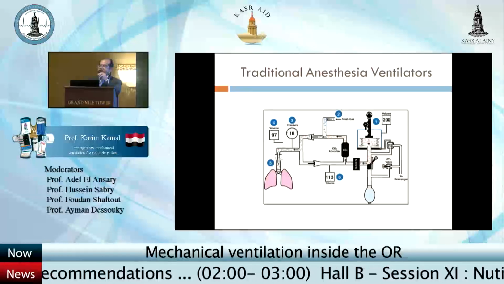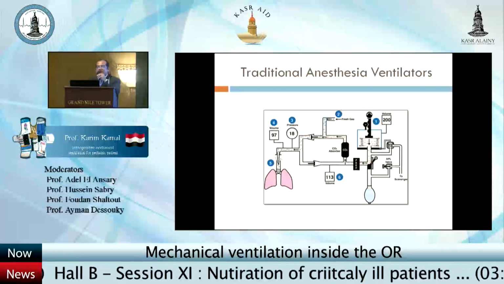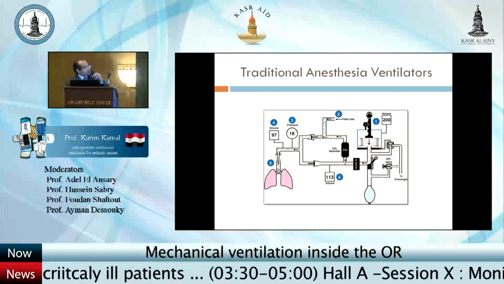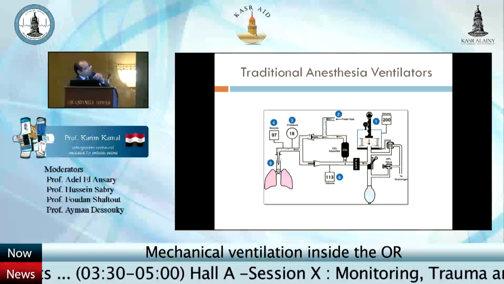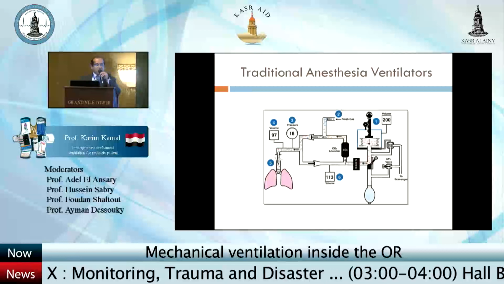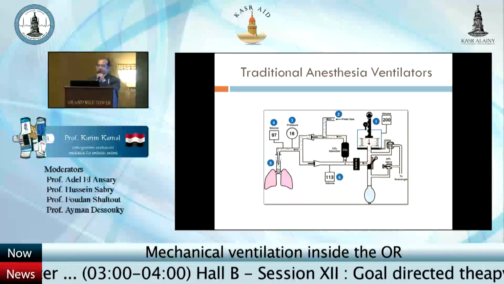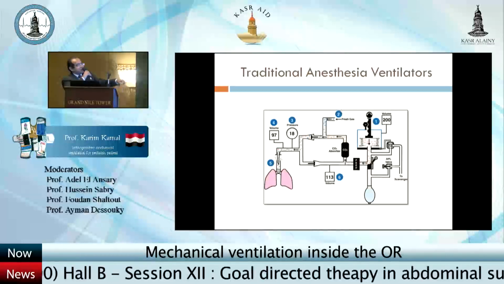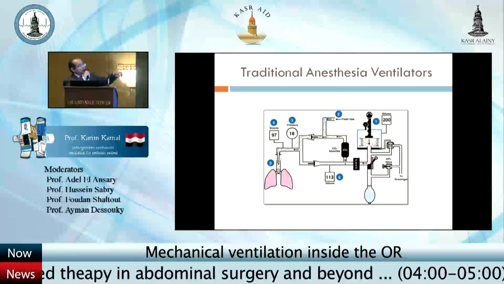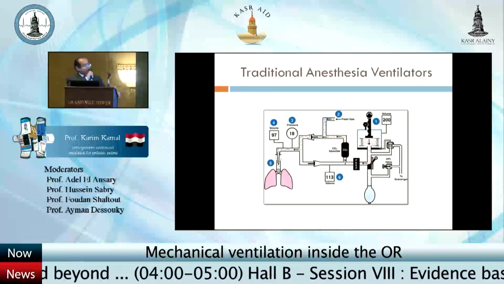What's this problem? To understand the problem, we need to look at this diagram showing the design of a traditional anesthesia ventilator. All right, there is the bellows, you can see on the right. These bellows compress the gas into the breathing circuit that delivers the gas into the lung of the patient.